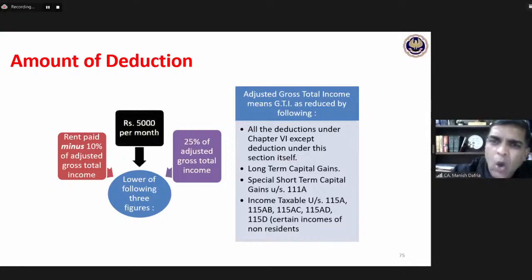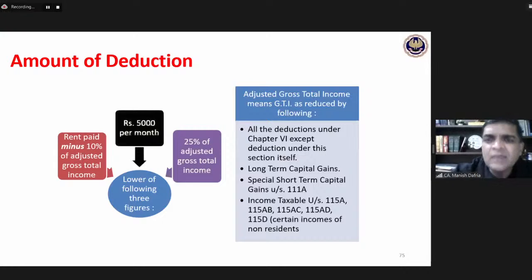First is all deductions under Chapter 6 except deduction under this particular section, that is to be reduced. Second, all the long-term capital gains are to be reduced, either taxable under section 112 or taxable under 112A. Then short-term capital gain, only that short-term capital gain which is covered under section 111A, that is short-term capital gain taxable at a special rate of 15%, STT paid transaction short-term capital gain, that is to be reduced.